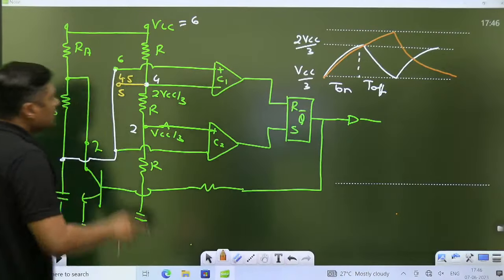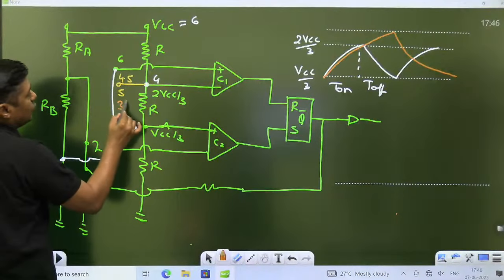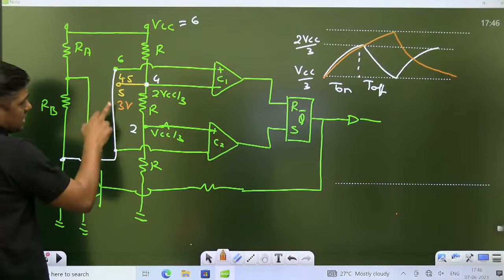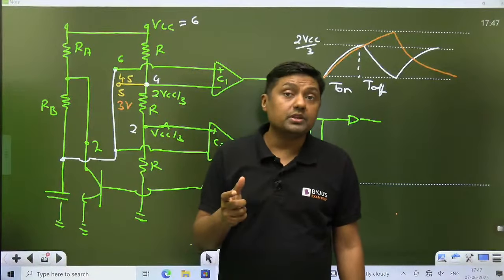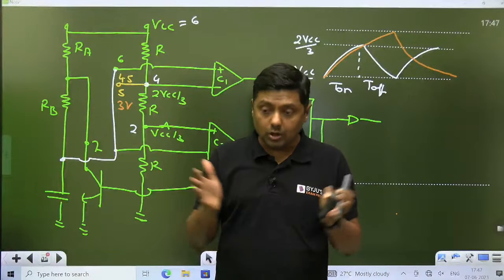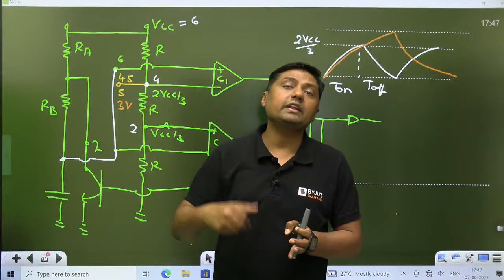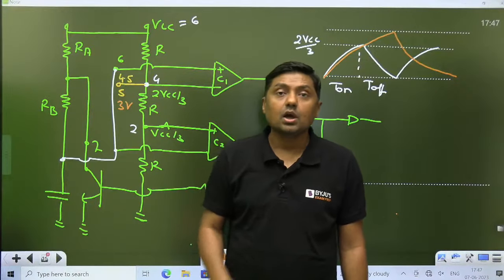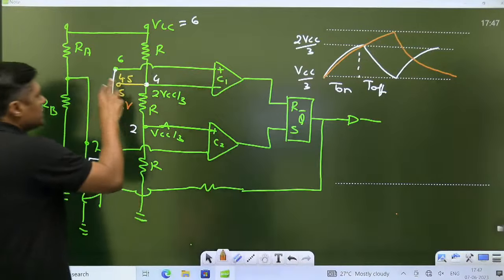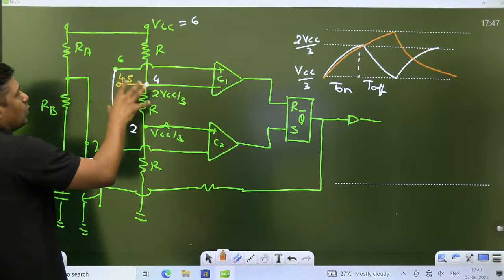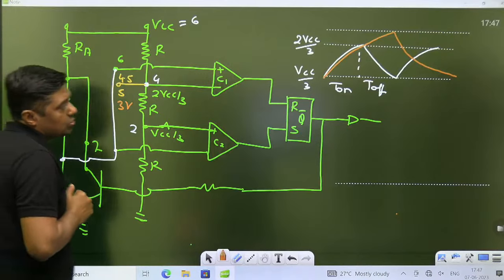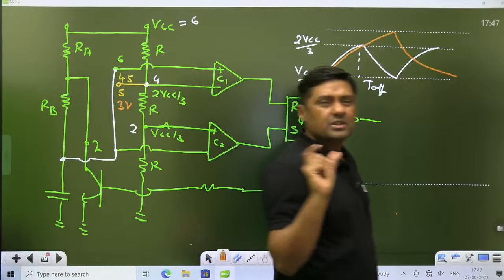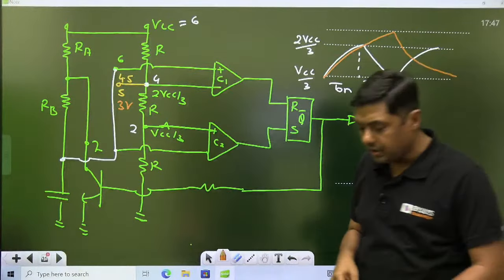Similarly, at the control voltage terminal, you can apply 3 volt. Now the capacitor will charge and discharge between 3 volt and 2 volt, which means it will take less time. So the time period decreases, and then the frequency increases. So with the help of the control voltage, we can control the frequency of the output. But if it is not in use, it should be bypassed through a capacitor. Now it is a basic idea, it is clear.